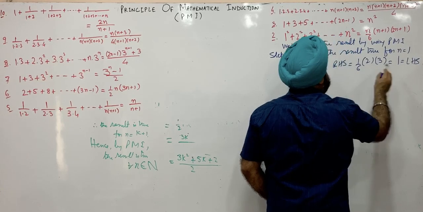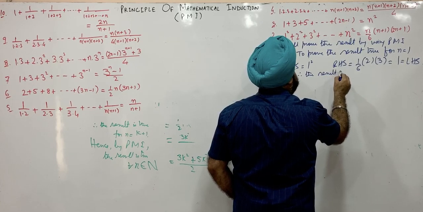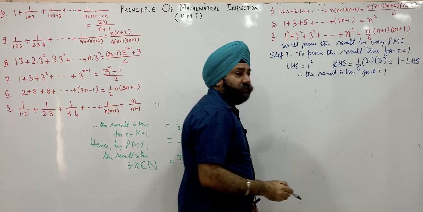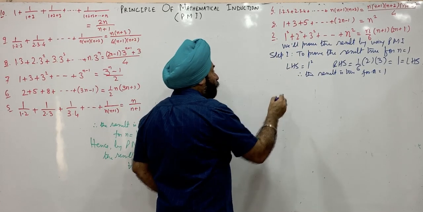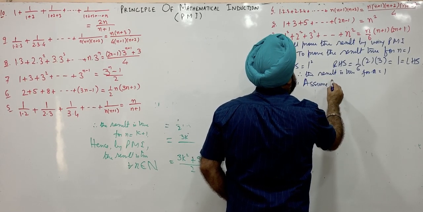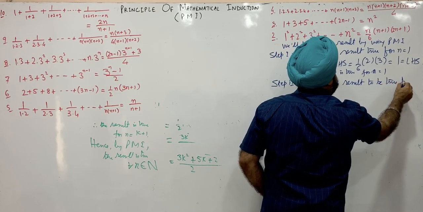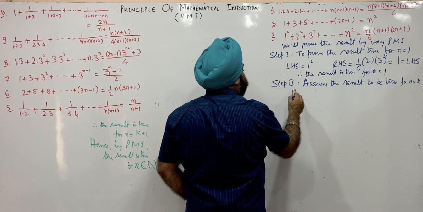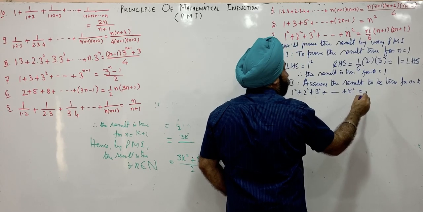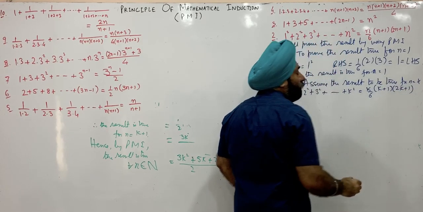This is equal to, right hand side is equal to left hand side. Therefore the result is true for n is equal to 1. This is what we wanted to prove in the first step. The second step, assume the result to be true for n is equal to k. That is, we assume that 1 square plus 2 square plus 3 square up to k square, this is equal to k upon 6 into k plus 1 into 2k plus 1.